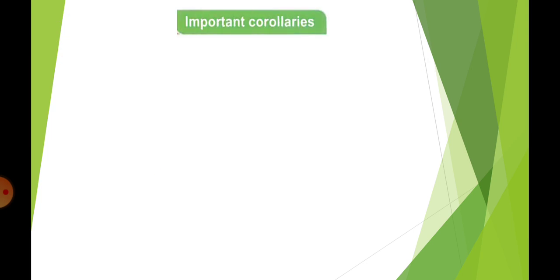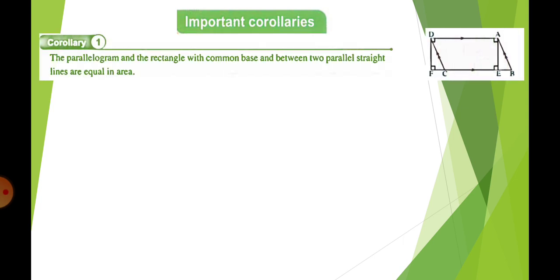The important corollaries, it means the notes on the theorem. Here, the rectangle is a type of parallelogram. The theorem: if two parallelograms with the common base and lying between the two parallel lines, one of them carrying this base, are equal in area, then we can say the area of a rectangle and the area of a parallelogram with the common base, then the parallelogram and the rectangle with the common base and between the two parallel straight lines are equal in area.